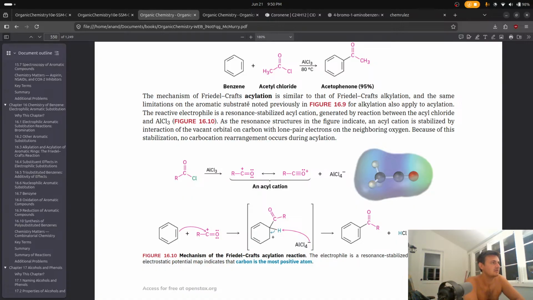The reactive electrophile is a resonance-stabilized acyl cation. Interesting. Generated by reaction of the acyl chloride and aluminum chloride. As the resonance structures in the figure indicate, an acyl cation is stabilized by interaction of the vacant orbital on carbon with lone pair electrons on the neighboring oxygen. Because of the stabilization, no carbocation rearrangement occurs during acylation.